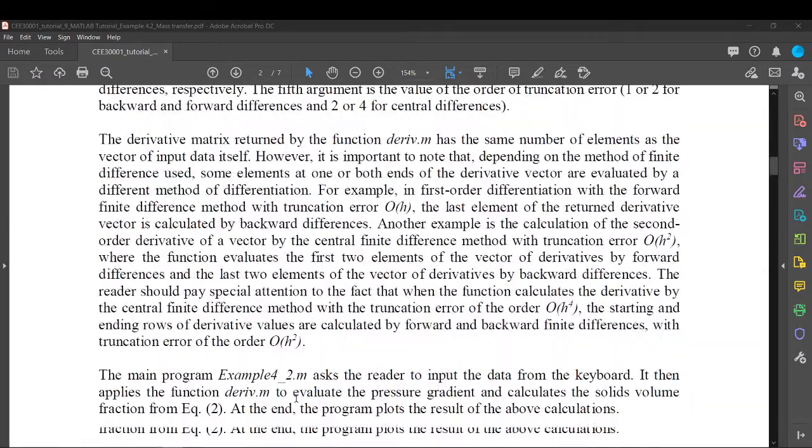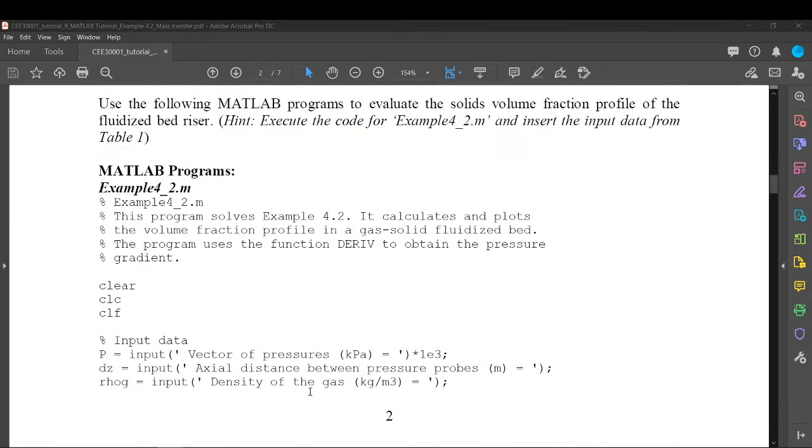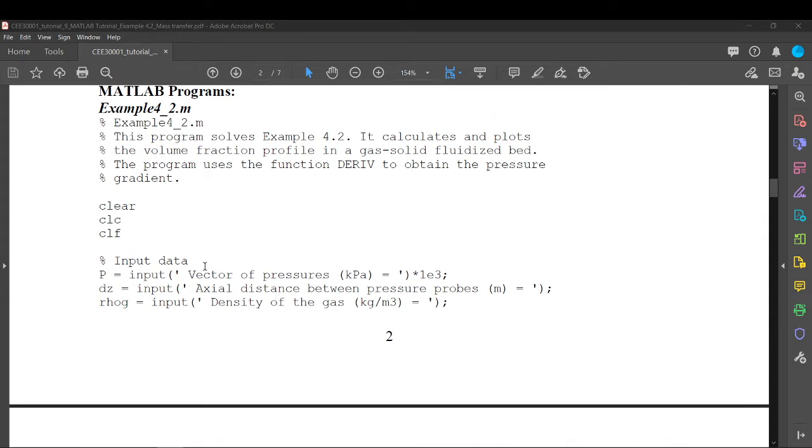Okay, so we'll look at the program itself. This program, example 4_2, which has been uploaded, solves example 4.2, and it calculates and plots the volume fraction profile in the gas-solid fluidized bed. The program uses the function derive to obtain the pressure gradient.